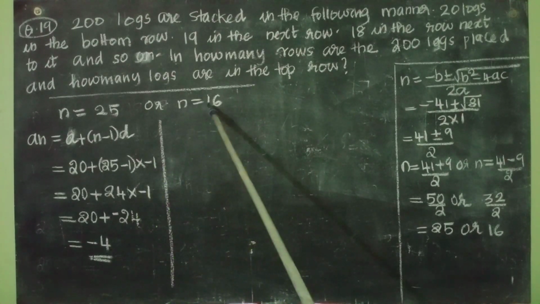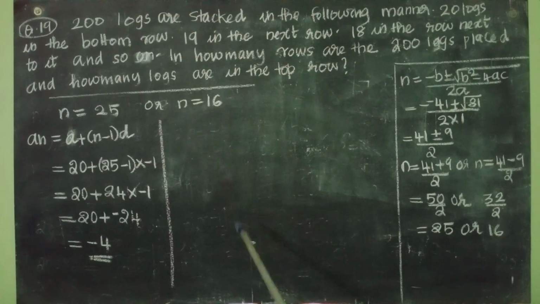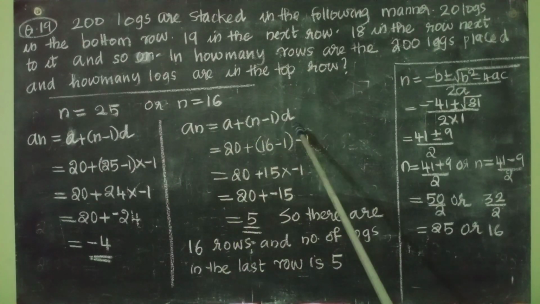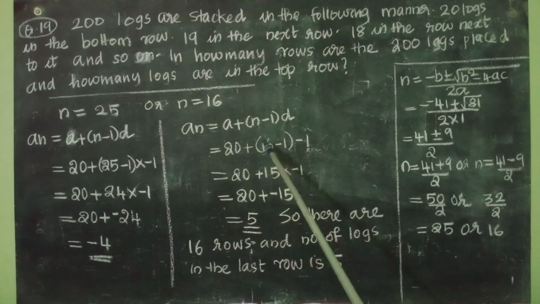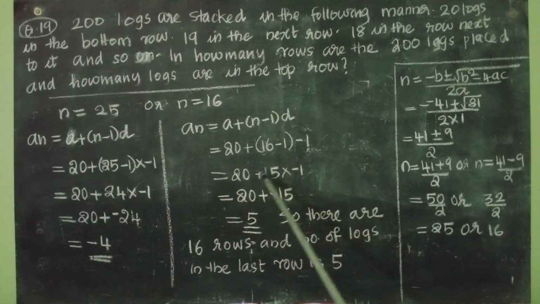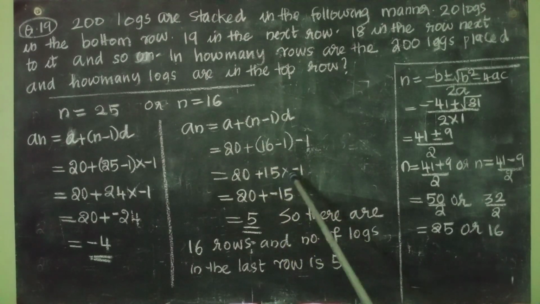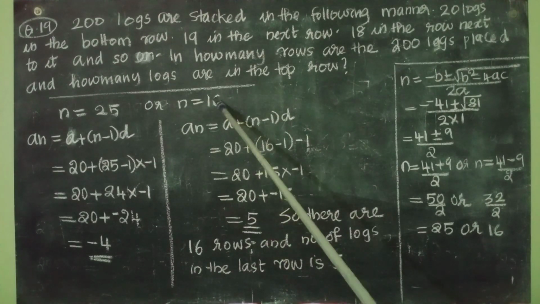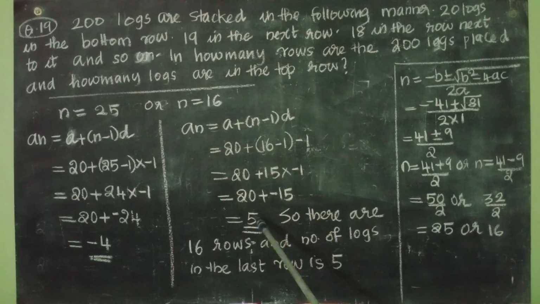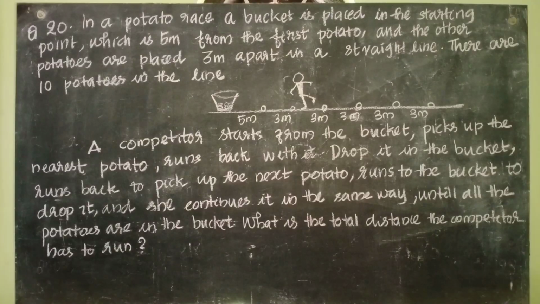Now we can consider n equal to 16. What we get? An equal to a plus n minus 1 into d, that is equal to 20 plus 16 minus 1 into minus 1, that is equal to 20 plus 15 into minus 1, that is equal to 20 plus minus 15, that is equal to 5. So here we got a positive value. So we can conclude the number of rows is 16 and the number of logs in the last row is 5.